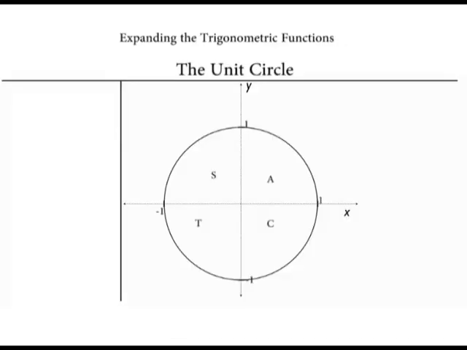In quadrant A, sines, cosines and tangents are positive. A stands for all are positive. In quadrant S, sines are positive, cosines and tangents are negative. S stands for sine is positive. The third quadrant is T. In this quadrant, tangents are positive and the other two are negative. T stands for tangent is positive. In quadrant C, cosines are positive, sines and tangents are negative. C stands for cosine is positive.